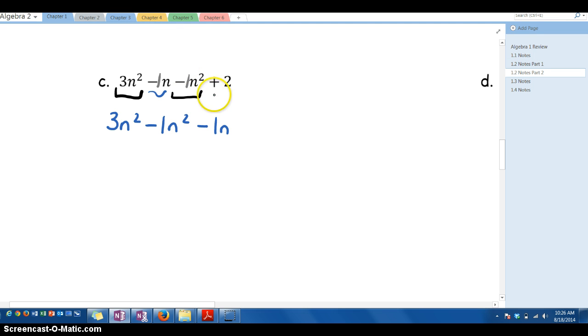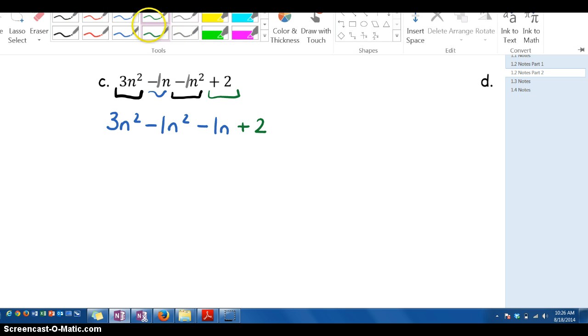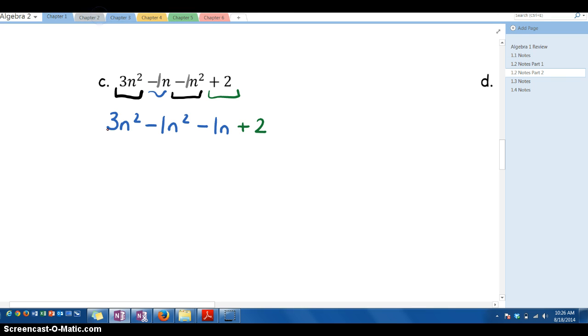So it's just a number. It doesn't even have an n. So it's plus 2. Well, we can only add the like terms, and those are the first two terms. So we have 3n squared minus 1n squared is 2n squared minus 1n plus 2.